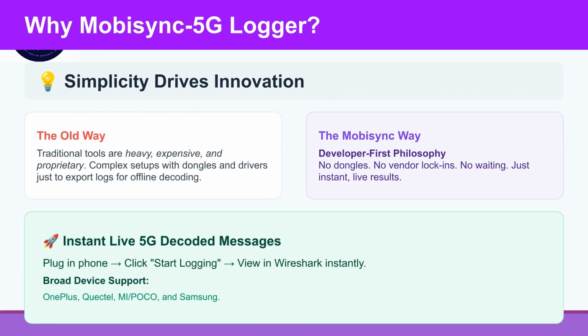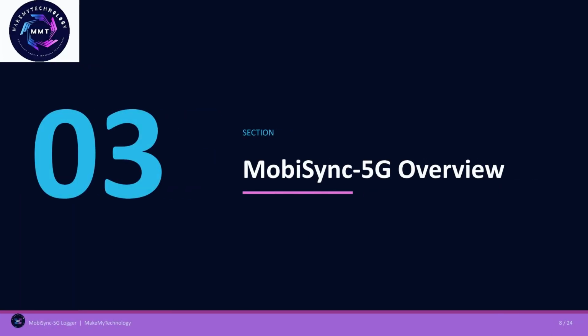Mobisync 5G is designed to overcome the limitations of the old way, which involved heavy, expensive, and vendor-locked toolchains. With Mobisync, you get a plug-and-see experience with decoded 5G messages live in Wireshark, no vendor lock-in, cross-platform support, and an affordable, instant solution. Simplicity drives innovation with a developer-first philosophy.